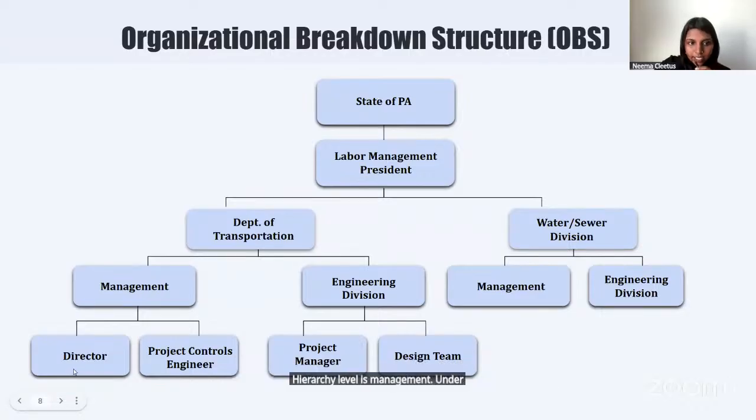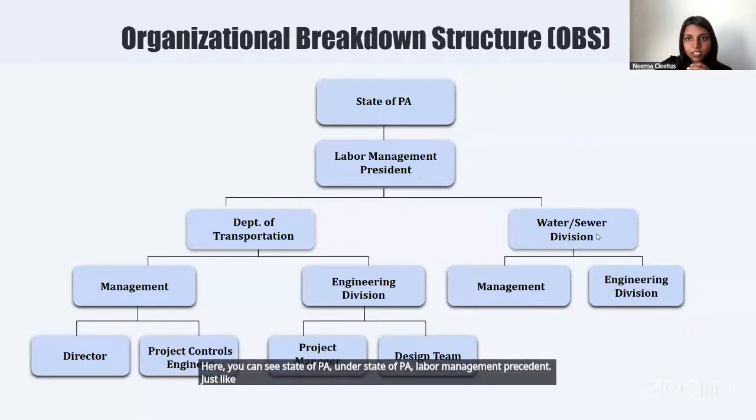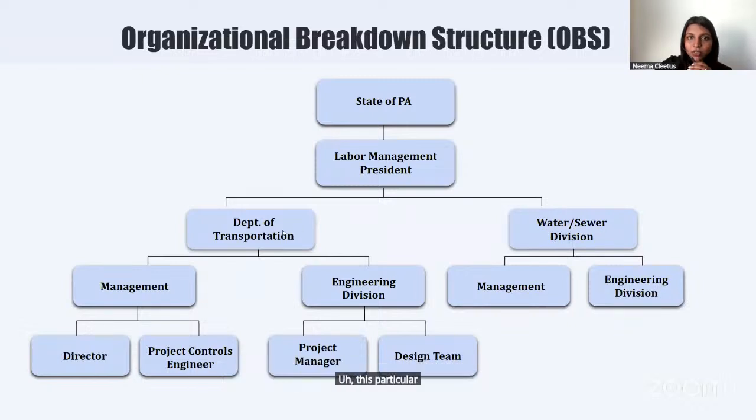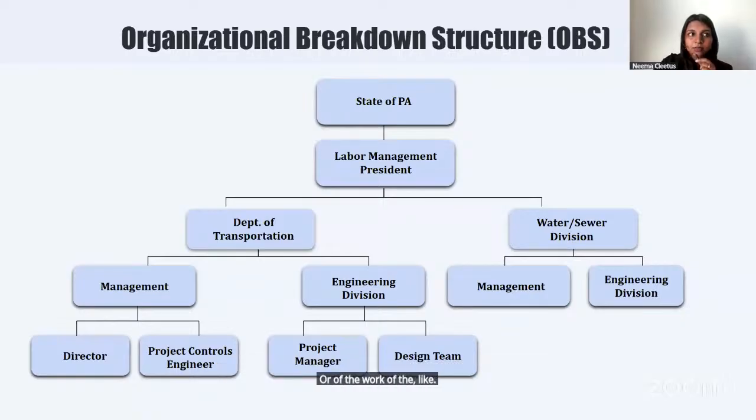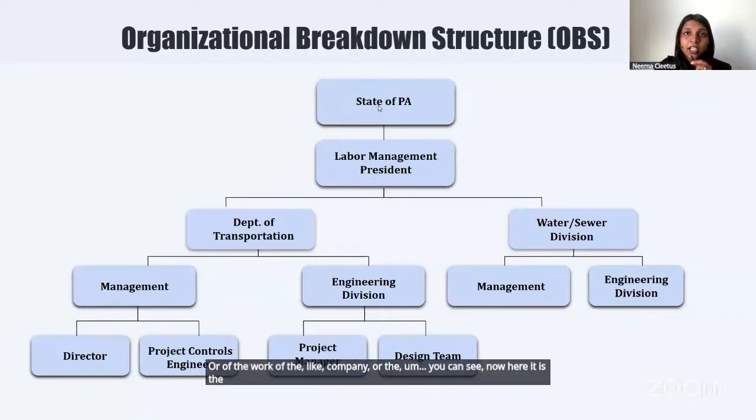Under management comes the director and also the project controls engineer. Here you can see State of PA, and under State of PA, labor management, president, just like the Department of Transportation. This particular water division also comes under the same level as the Department of Transportation. So this is simply showing the hierarchical structure of a company, or of the work of the company. Here it is the State of PA, whatever is directly related to the project. So that's what OBS is.